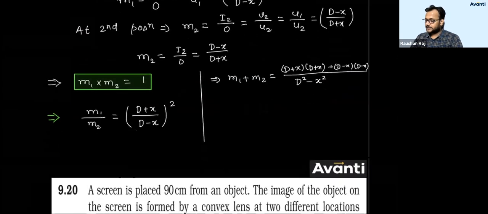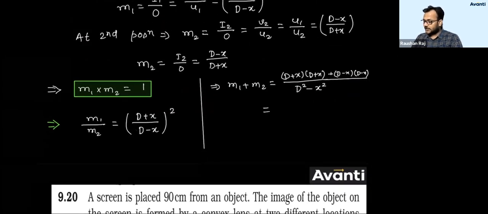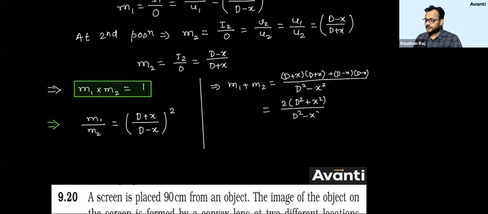Now try to solve this. If you'll try to solve the numerator, you will get d plus x whole square plus d minus x whole square. तो बताओ बच्चा, which part will be cancelled? Can I say यहाँ पे d square रह जाएगा, x square रह जाएगा, 2dx part will get cancelled. So you'll be getting 2 into d square plus x square divided by d square minus x square. This will be the value of m1 plus m2.